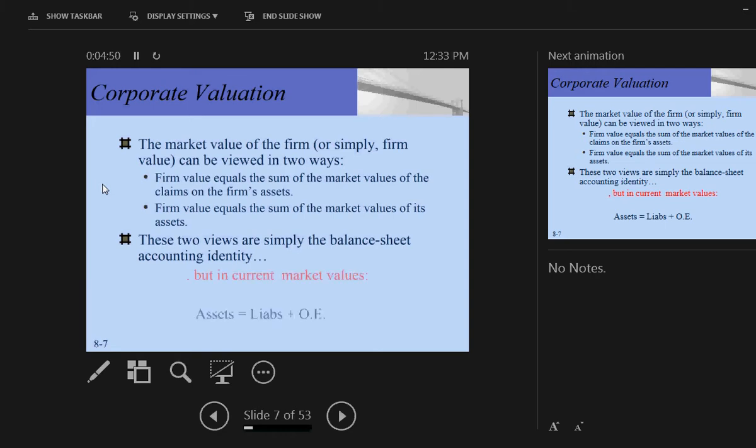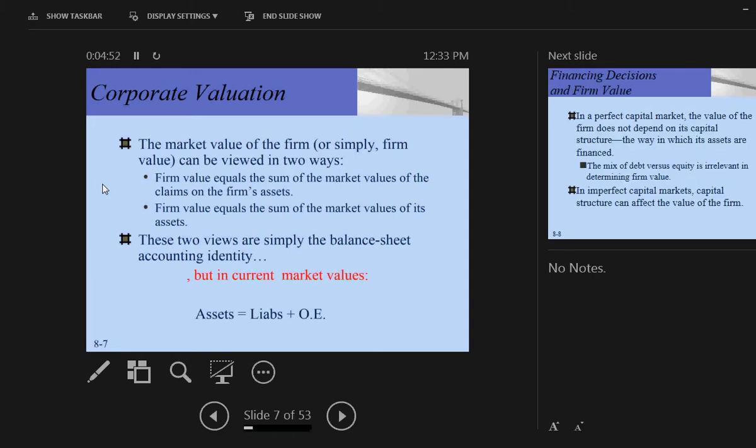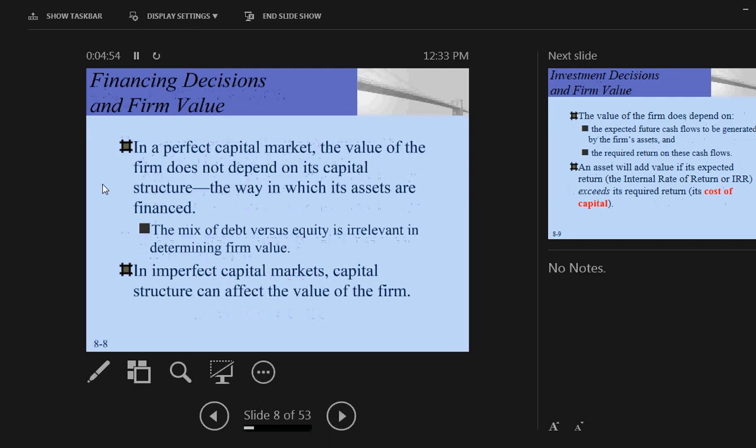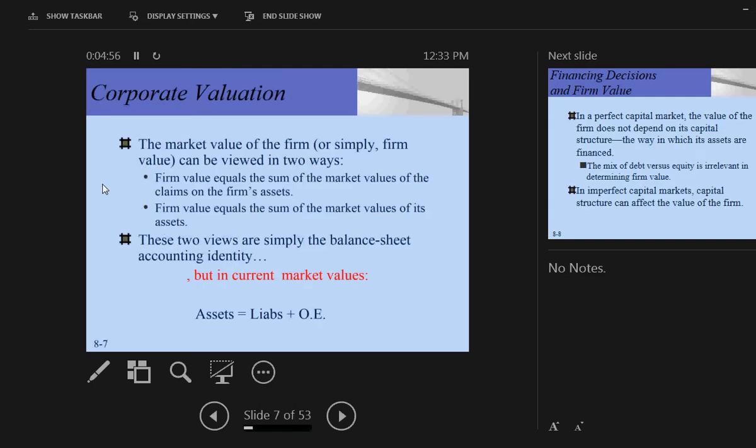So in essence, you're just basically saying that if I have the market values, then I can work with either the sum of the values of the assets or the sum of the values of the claims, and then call that firm valuation. All right.